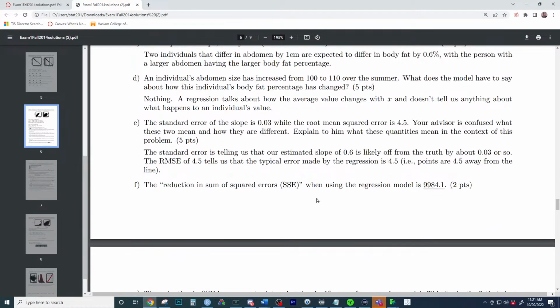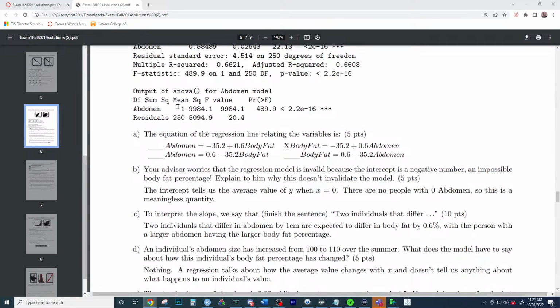So there goes that. And I think you said F is the one, right? The reduction in sums of squared error. Wait, did you say F? When using the model, is this the one right here you wanted? Is it F? Or is it H or something? It's a long one. J. Okay, so yeah, the reduction, we talked about that, is in the output right here.